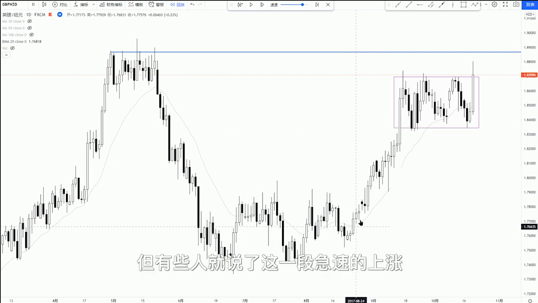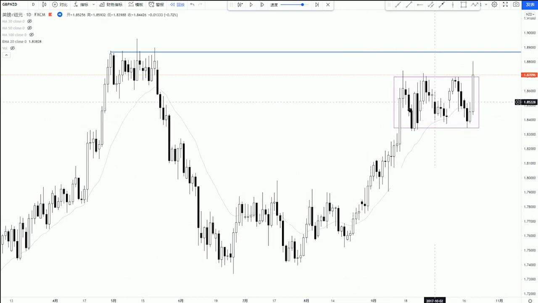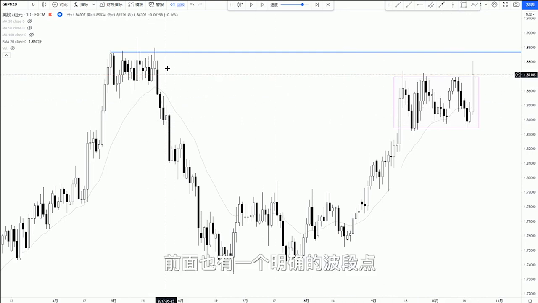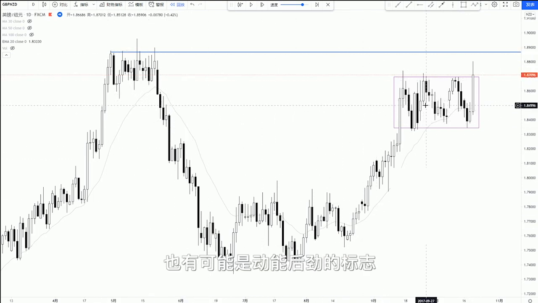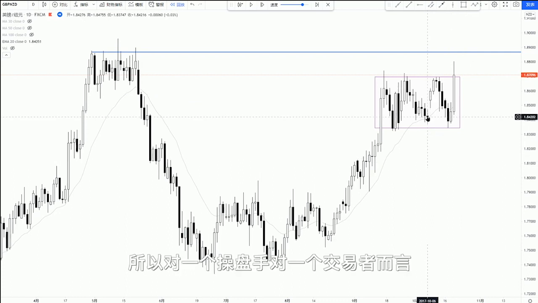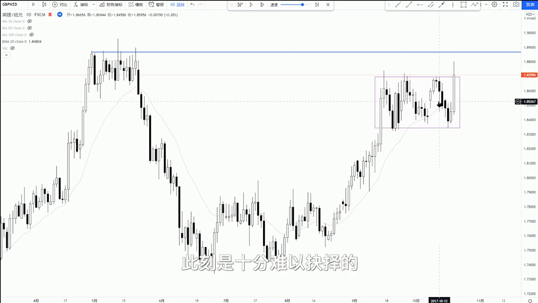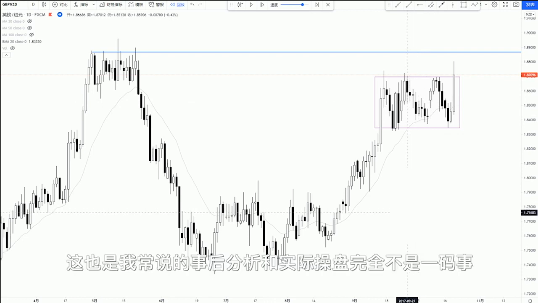some people said this section of the rapid rise as a box arrangement, that it is a final form of the follow-up rise, and the probability is greater, but I have to remind you in front of a clear band point. The price of the rapid movement of the band point to a halt may also be a sign of momentum may be broken, that the box has become an end of the overall shape. So for a trader at the moment is very difficult to choose.